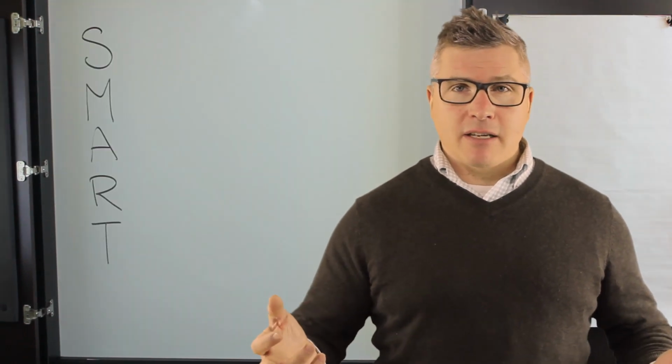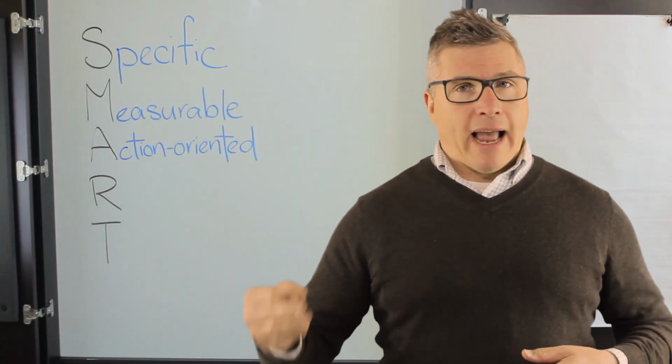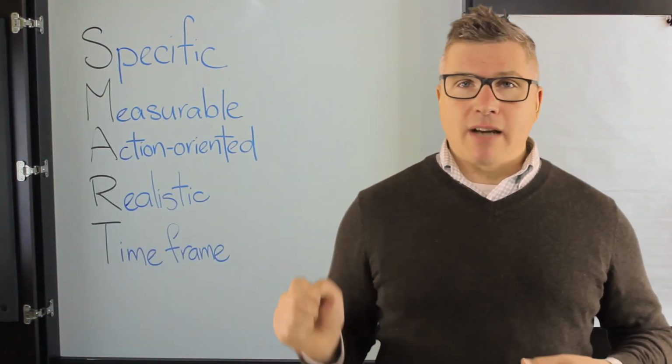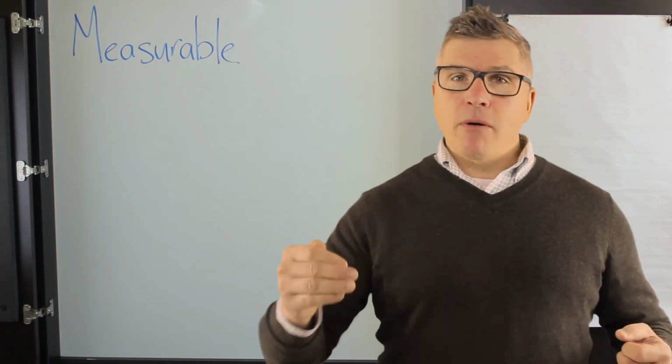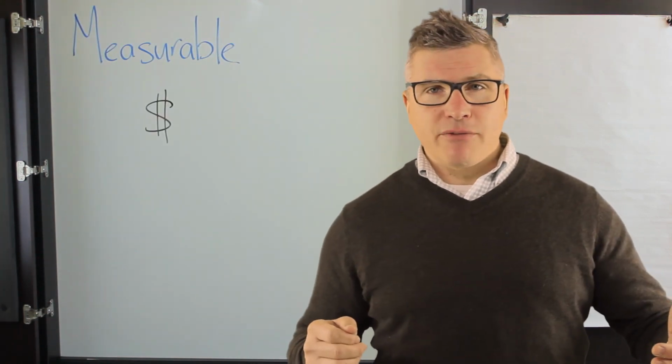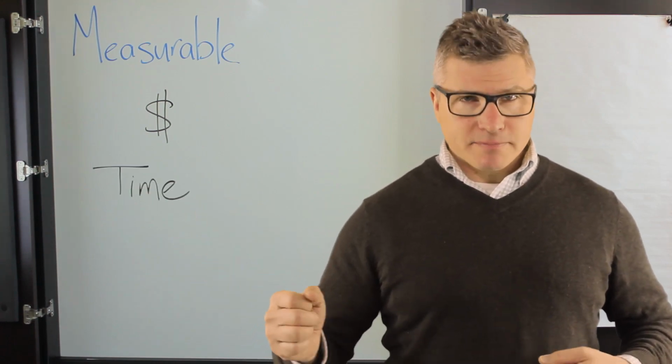The next thing is we want to make sure that it passes the SMART test. You may be familiar with a SMART goal, which is specific, measurable, action-oriented, realistic, with a time frame. So we've already covered specific. Now let's make it measurable. How do we know when we achieve it? If it's financial, that's easy enough. If it's time-based, that's easy enough. We can measure how much time we're putting into the business.